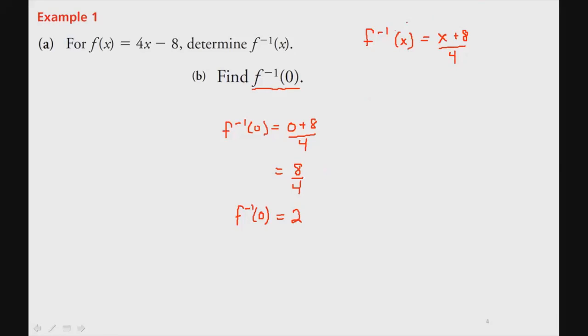So to find this inverse, which is the main learning goal for today, remember we need to switch the x and y and then get y all by itself. And that is our inverse function.